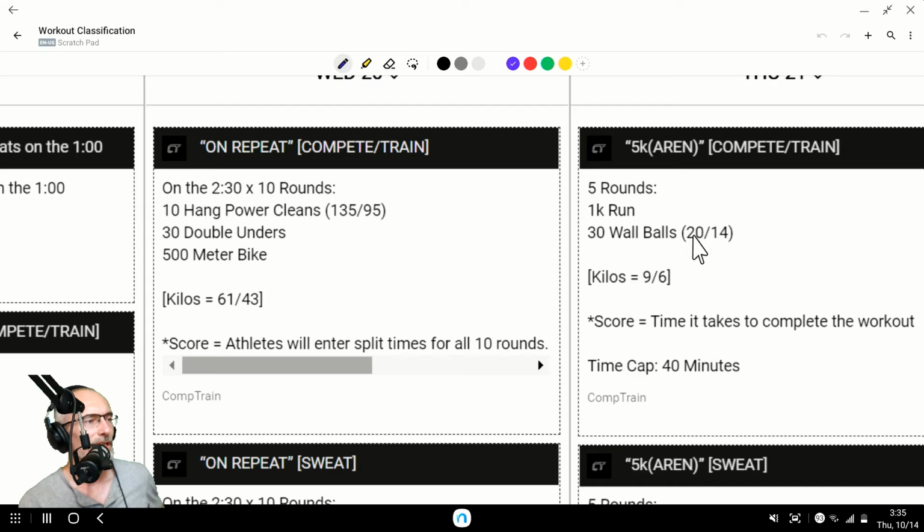So let's add this up. We've got 10 hang cleans. That's 30 seconds each. And then double unders is 30 seconds or less. And 500 meters on the bike is a minute. This is almost 2 minutes worth of work. I suppose you could do it in a minute 40.